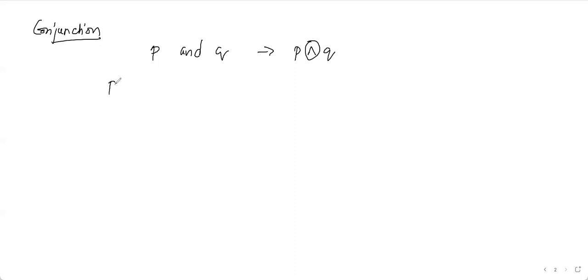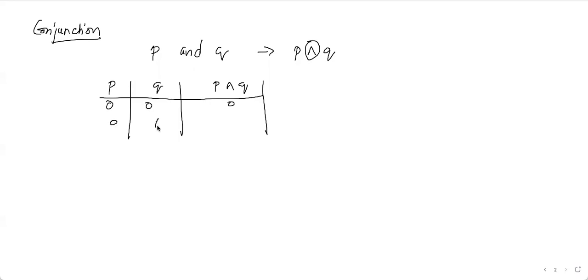Let us write the truth table for P and Q, since we have P and Q as propositions. 0 0 gives 0, 0 1 is also 0, 1 0 is 0. So only when both are true will the final result be true. Let us look at a few examples.